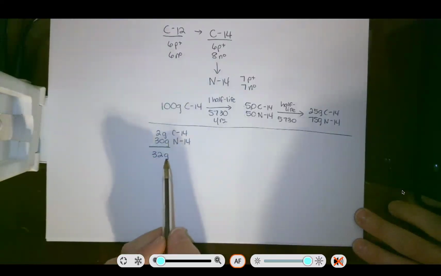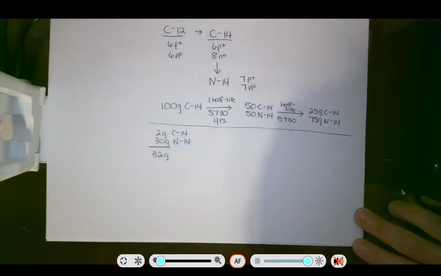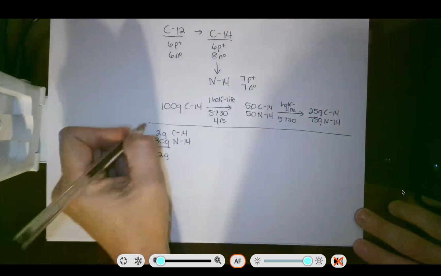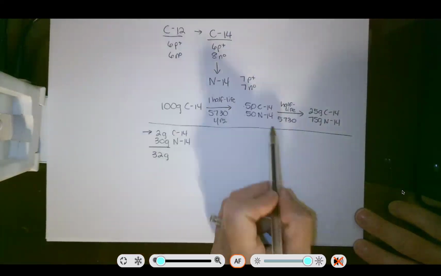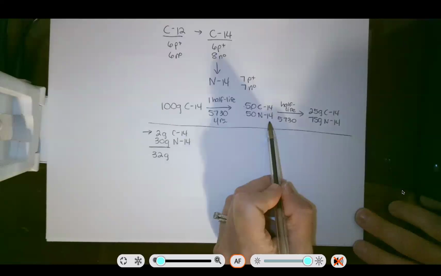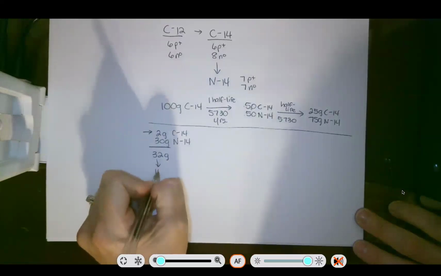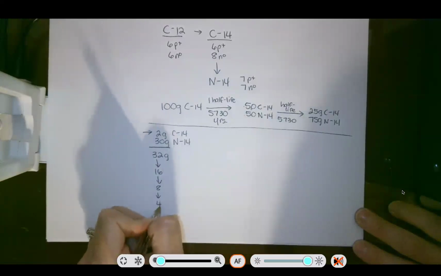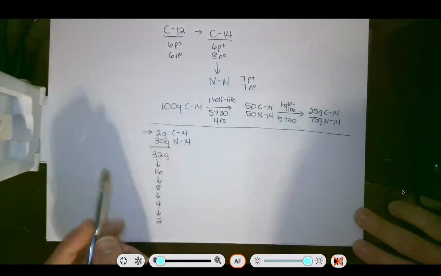And then you want to divide it in half until you get to the amount that is left of your parent isotope. Your parent isotope is the one that you're starting with. So carbon 14 would be our parent isotope. Nitrogen 14 would be our daughter isotope. So 32 divided in half is 16. Divided in half again is 8. Divided in half again is 4. Divided in half again is 2. And that's where I'm going to stop, because that's what's left of my parent isotope.